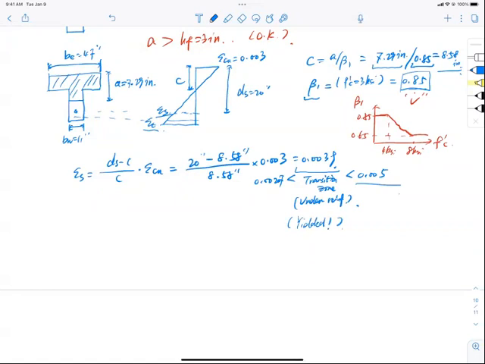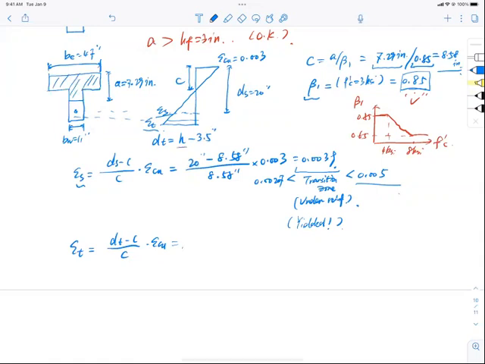But you know that we're not calling out whether it's tension controlled or not using epsilon s. We are using epsilon t. So we have to use my epsilon t value: (dt minus c) over c multiplied by epsilon cu. We only know that ds is 20 inches, right? I don't know dt. So how am I going to determine dt?